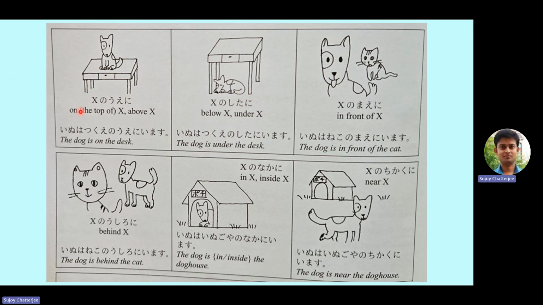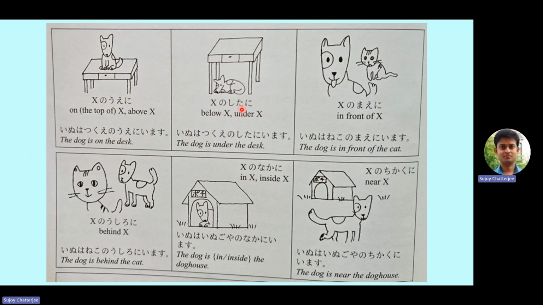Tsukue no ue ni inu ga imasu. That means there is a dog on the table. And we can also say, if we are talking about a particular dog, this dog, then it will be inu wa tsukue no ue ni imasu. The dog is on the desk. That means both the speaker and the listener know where the dog is.